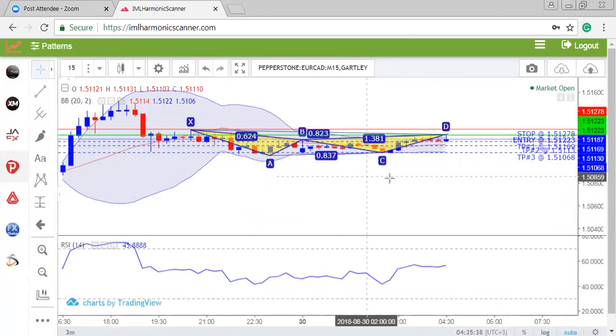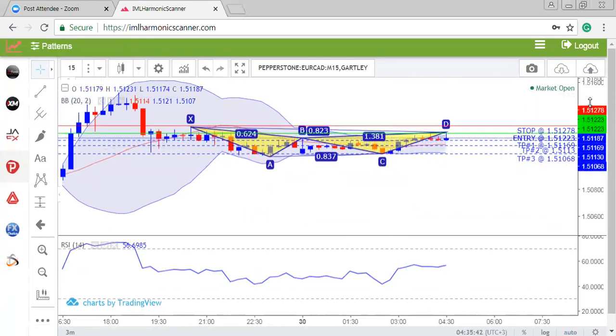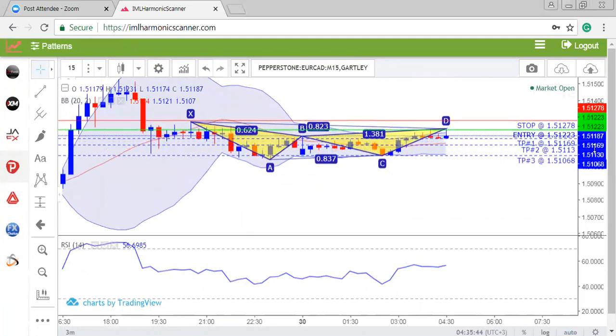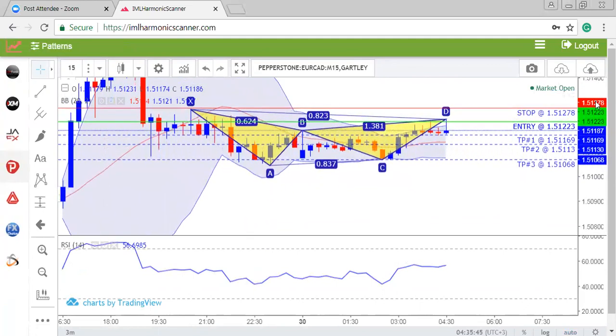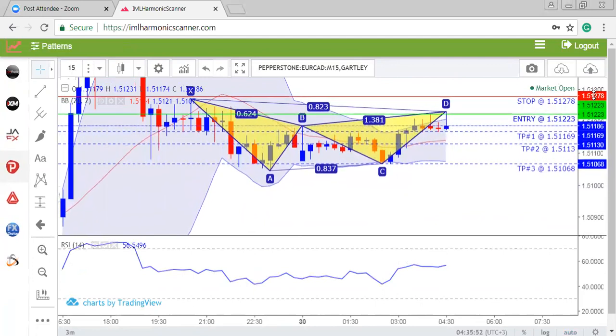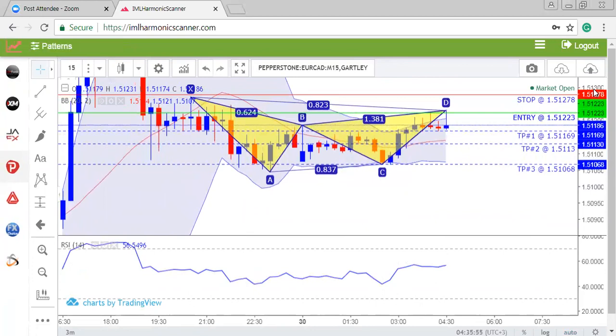All right, here we go. This looks like fun. I'll expand this by putting my cursor in the price area and just holding my left mouse key down to expand some of these images so we can see. All right, so check this out. A, B, C, D.